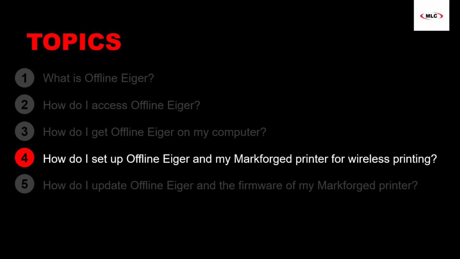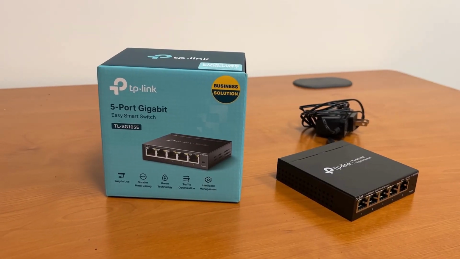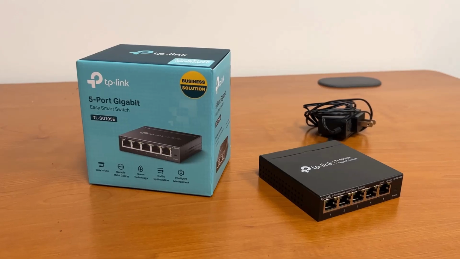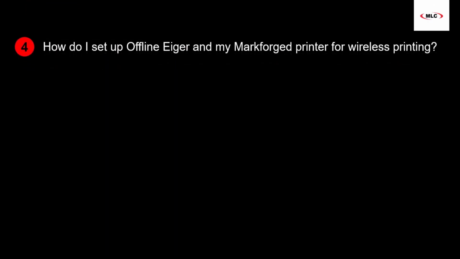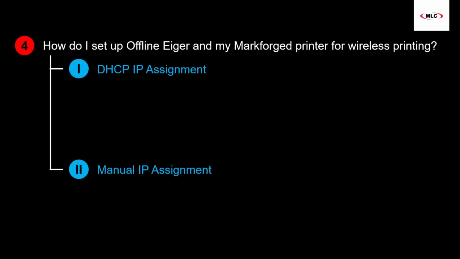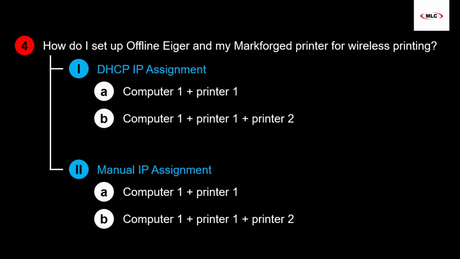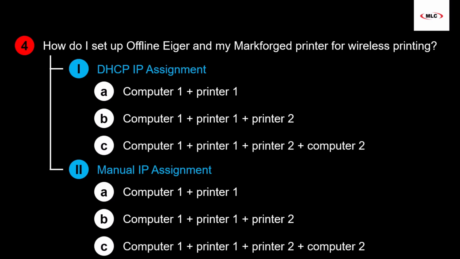Now it's time to get our hardware set up. For the various scenarios we are about to run through, all are going to involve Ethernet connections to a TP-Link 5-port gigabit smart switch. For the scenarios, there will be two categories: DHCP assigned IP addresses and manually assigned IP addresses. The scenarios themselves will be identical within each category, starting with a single computer and printer, then adding another printer, and finally adding another computer.